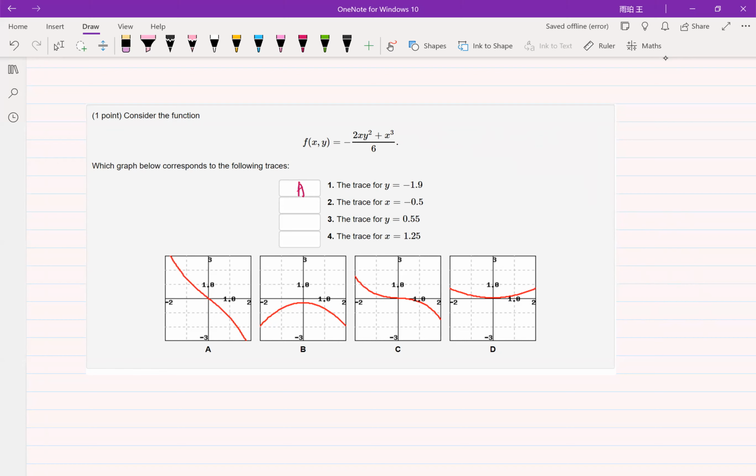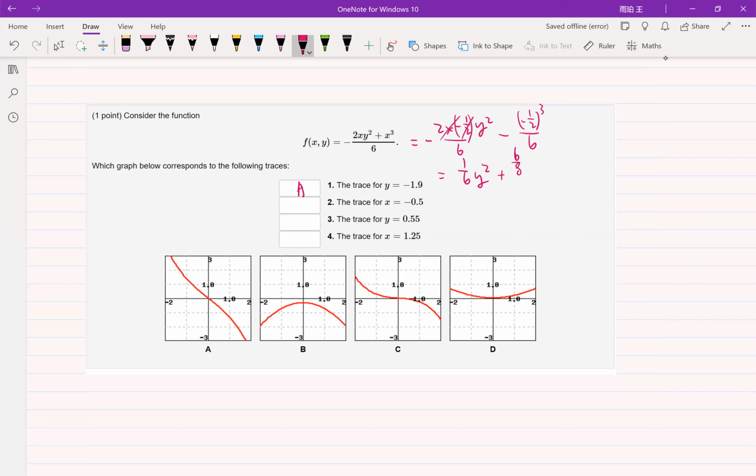So the trace curve for x equals negative 0.5, we have negative 2 times negative 1 over 2 y squared over 6 minus 1 over 6 times negative 1 over 2 to the cube. Okay, so this is going to give us, negative cancels out, 1 over 6 y squared, actually it will be plus in this case, 1 over 8 over 6, which would be 1 over 48.